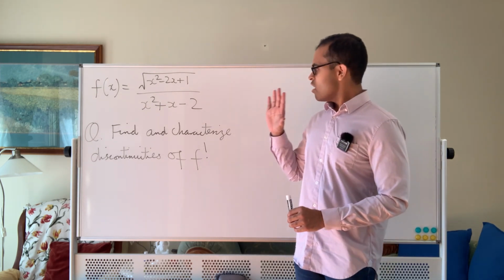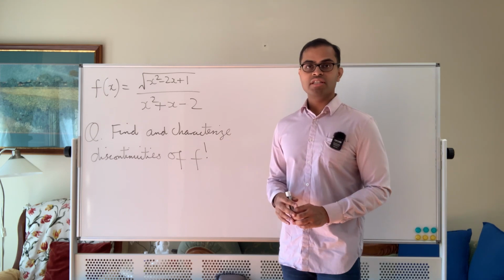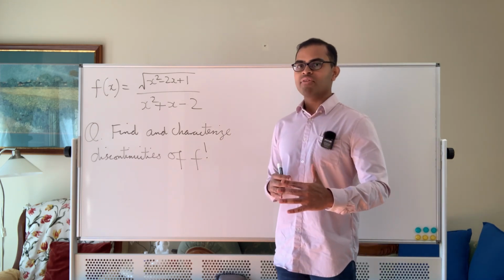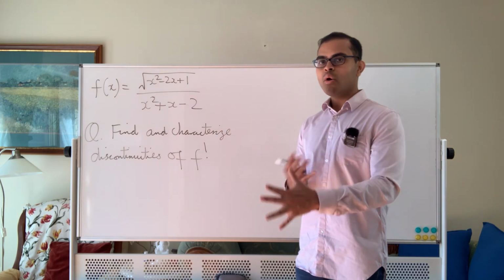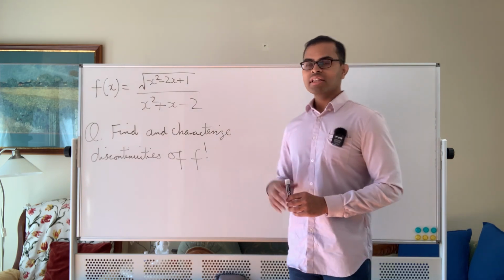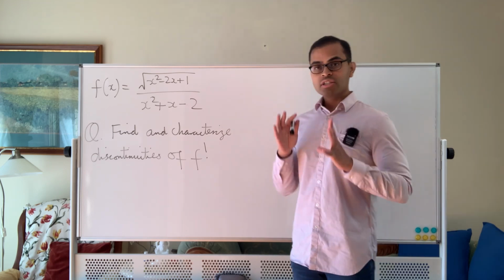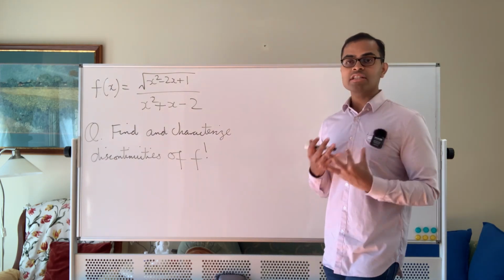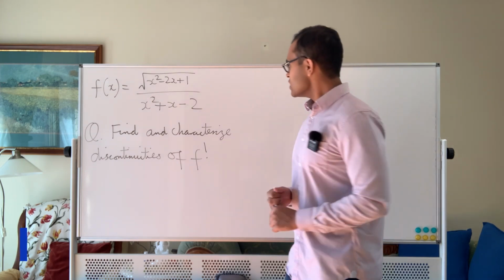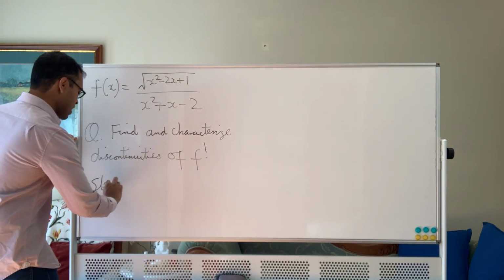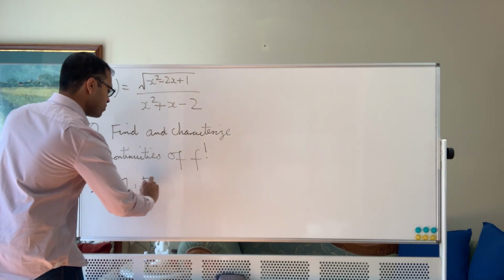The question is, find and characterize the discontinuities of f, which include basically when a point is not in the domain of f. And try to understand whether they are holes, whether they are asymptotes, jump discontinuities, etc. So let's just figure out how we'd go about it. Step one in these kinds of questions is to actually find the domain of f. So step one is find the domain of f.